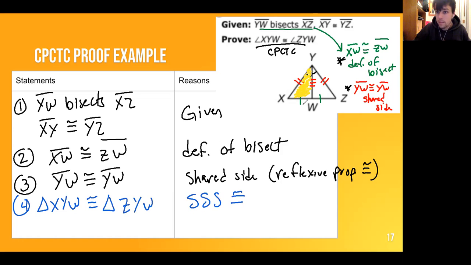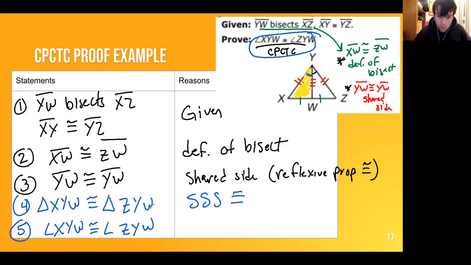And then we wanted to state that these angles are congruent by CPCTC. So the angles were angle XYW. Remember, that's different than the whole triangle. Is congruent to angle ZYW. Again, different than the whole triangle because we're just talking about these angles up here. And CPCTC. Since we said the triangles are congruent, the angles have to be congruent because they're corresponding.